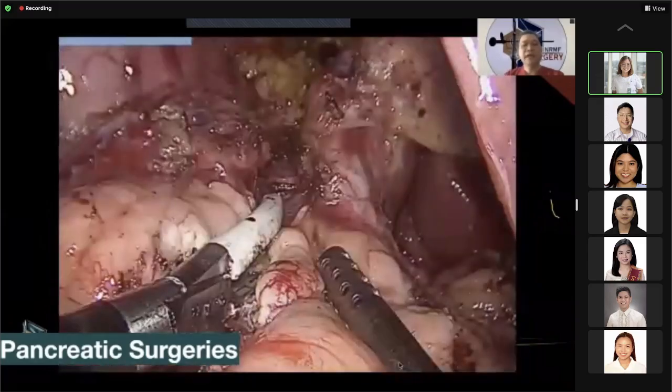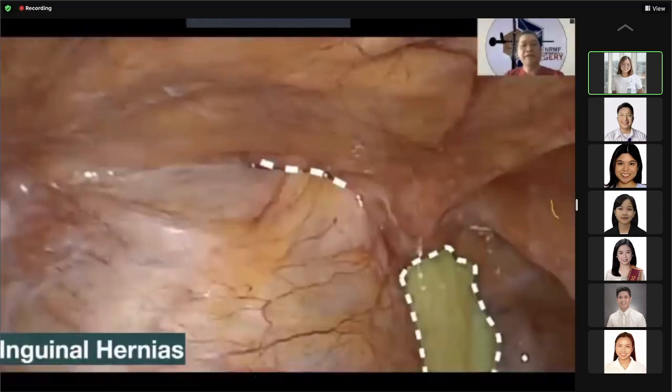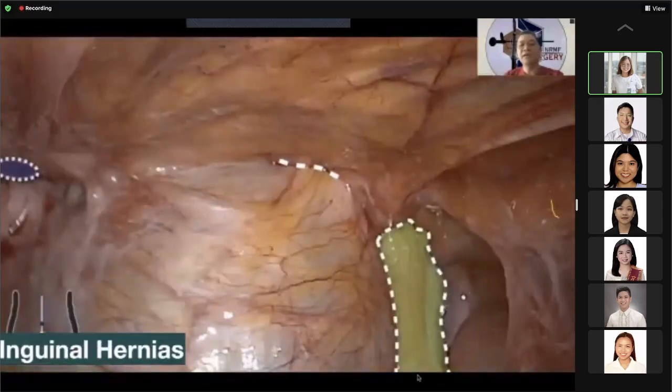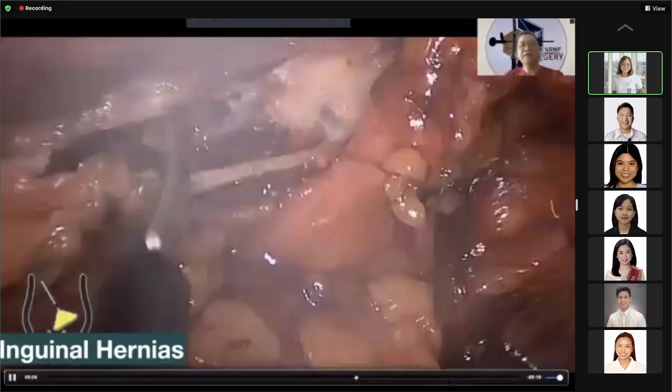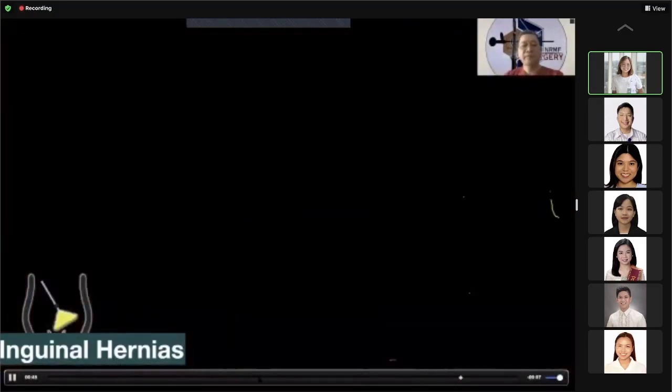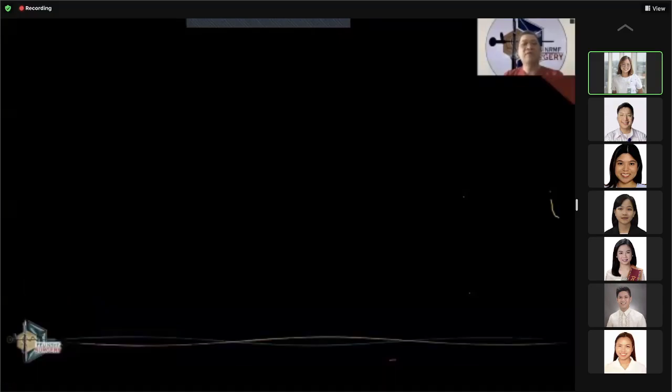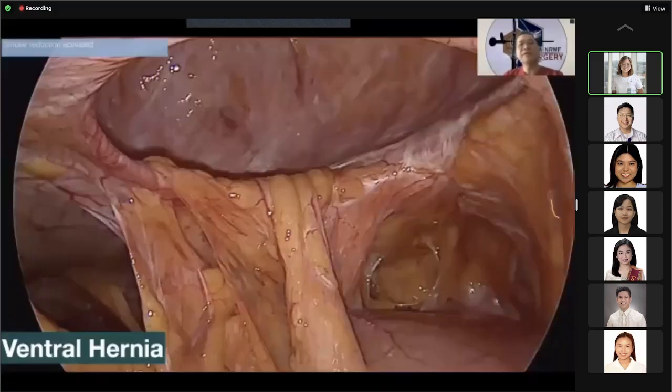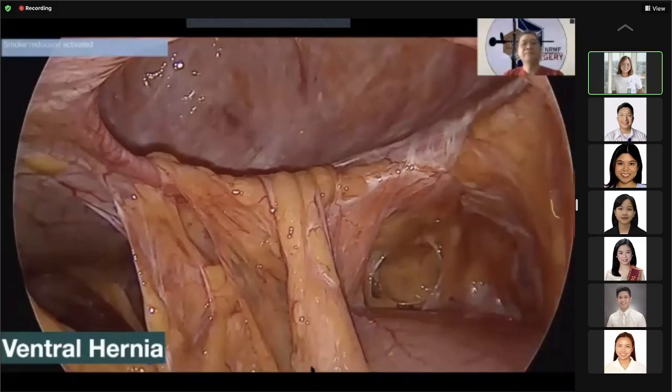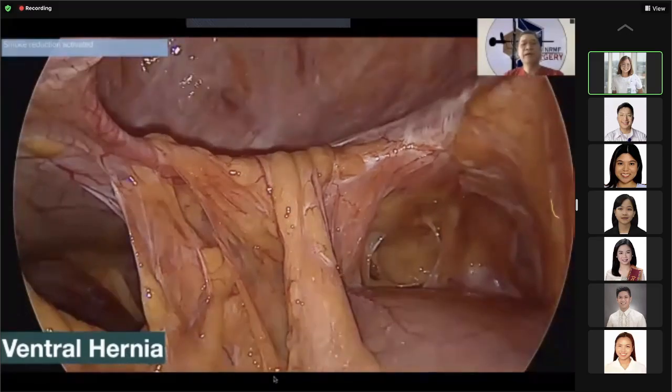So this is a type of complicated hernia. Multiple hernias in one. You have a lot of hernias that are being done, but this is a complex hernia. Ventral hernias are the result of incisional hernias. After a laparotomy, you can expect ventral hernias or incisional hernias to happen. So you need to identify.